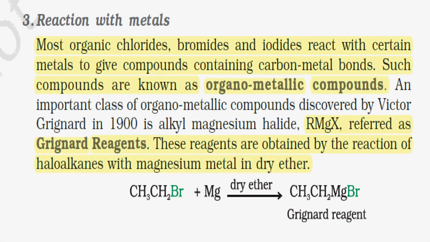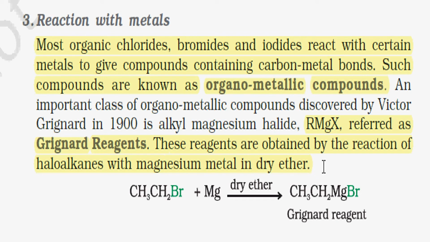Reaction with metals. Most organic chlorides, bromides and iodides react with certain metals to give compounds containing carbon-metal bonds. Such compounds are known as organometallic compounds. An important class of organometallic compounds was discovered by Victor Grignard and is alkyl magnesium halide, that is RMgX, which is known as Grignard reagent.